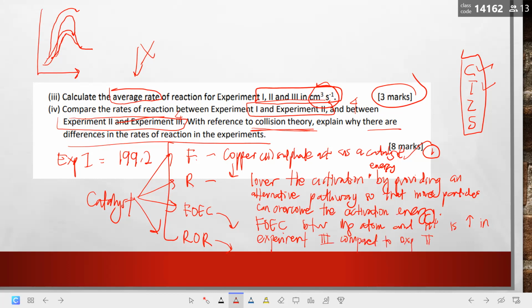Last point. Isaiah, you can finish it. Rate of reaction in experiment 3 is higher than experiment 2. Okay, correct. You got your full 4 marks here.